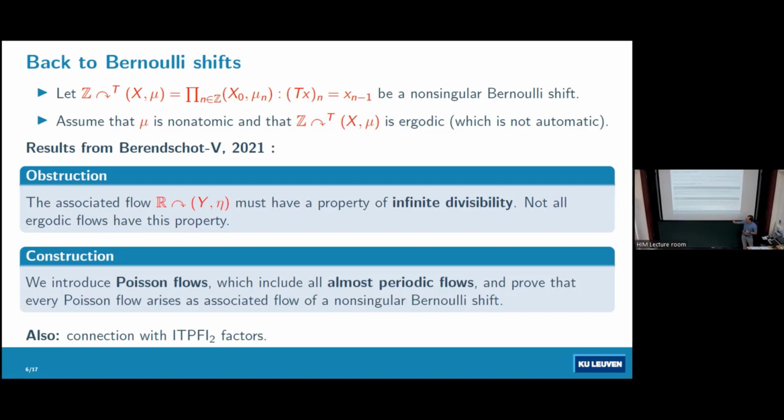And in the end, I will also discuss the connection with ITPFI_2 factors. So these are the type III factors that you can write as an infinite tensor product of 2 by 2 matrices. So what is this property of infinite divisibility?